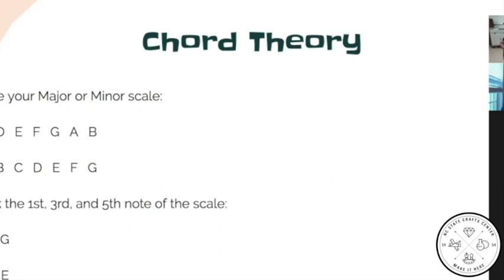It's the exact same concept for a minor chord or minor scale. You just, for example, would take A, B, C, D, E, F, G, and then you'll get A, C, E, and it would sound like this.